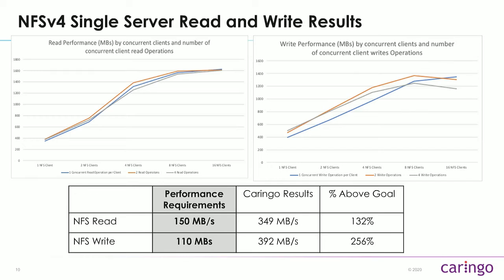The requirements were essentially to do 150 megabytes per second on reads and 110 megabytes per second on writes with a single client against a single instance of Swarm NFS. What we got in our test was 349 megabytes per second on reads and 392 megabytes per second on writes, which was way above the goal that was marked. So just to emphasize there, that is with a single instance, but there's no limit to the number of instances you can put in front of a Swarm cluster, right?